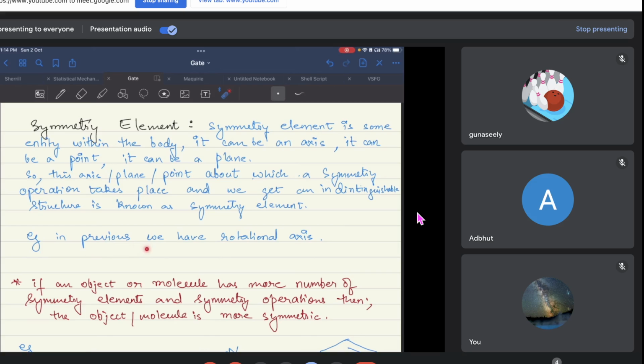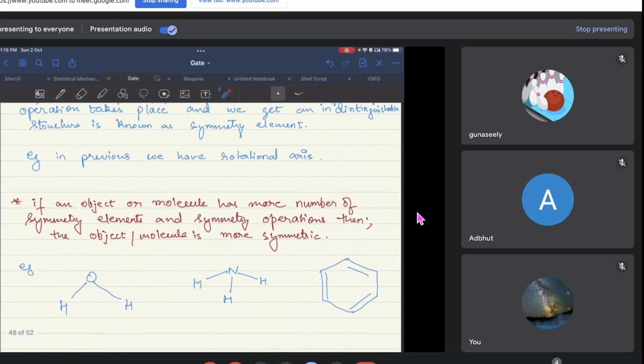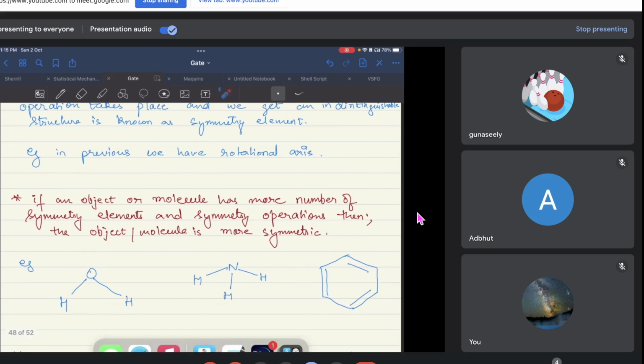Okay, so for example, in the previous equilateral triangle example, we have seen that there was a rotational axis. Okay, so the element was an axis. So the point here is, if an object or molecule has more symmetry elements and symmetry operations, then the object or molecule is more symmetric. Okay, so among H2O, ammonia and the benzene molecule, you will find that the number of symmetry operations and elements is maximum in benzene.